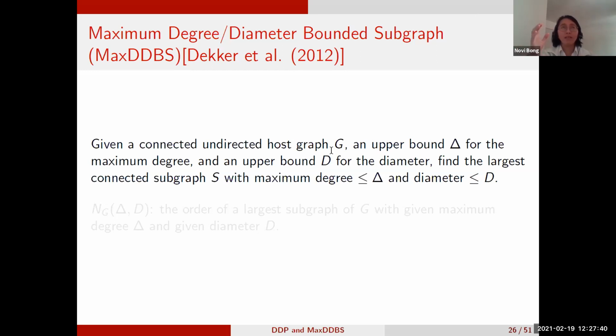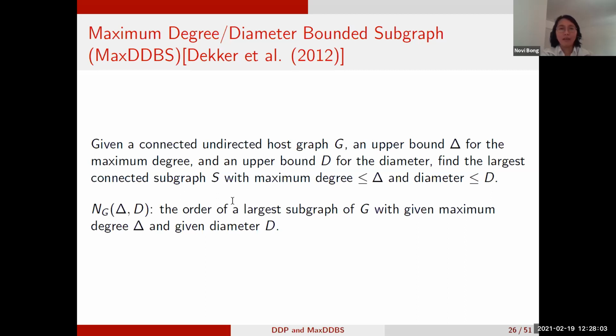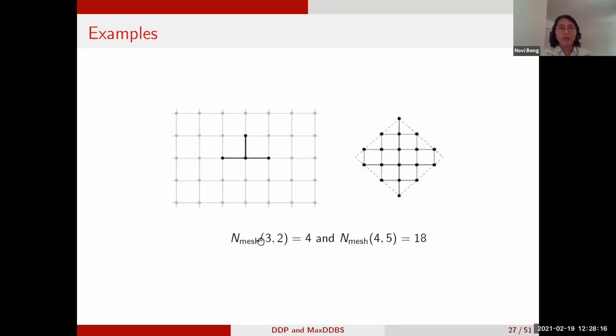We have the host graph, which can go on infinitely, but normally the maximum degree is the one that bounds it. So we have an upper bound delta for the maximum degree as well as the diameter, and we try to find the largest connected subgraph inside the host. The order is given by G delta D, the order of the largest subgraph of G with given maximum degree delta and given diameter D.